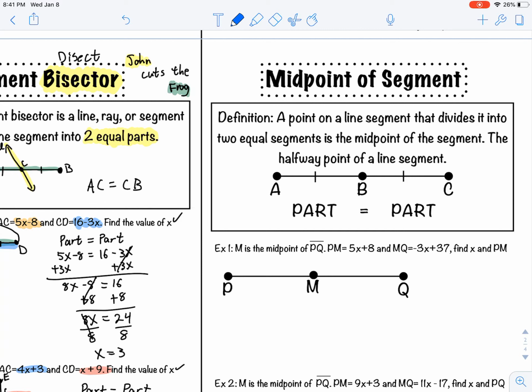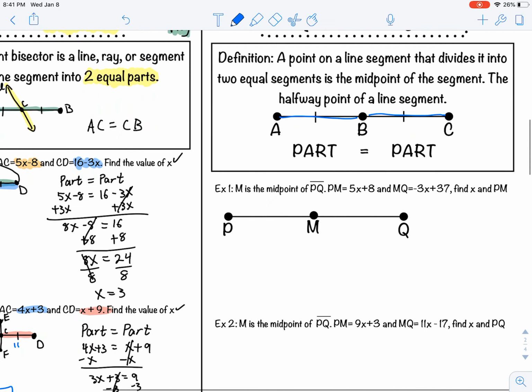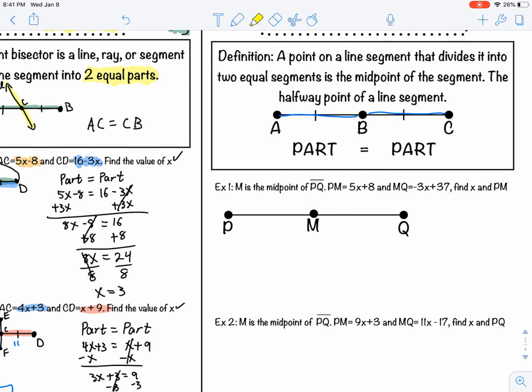So if something is in the middle, there is an equal amount of space between my two ends. Okay? And that middle point. So if we look down at our first example, if M is the midpoint of PQ, PM, go ahead, get your highlighters out.